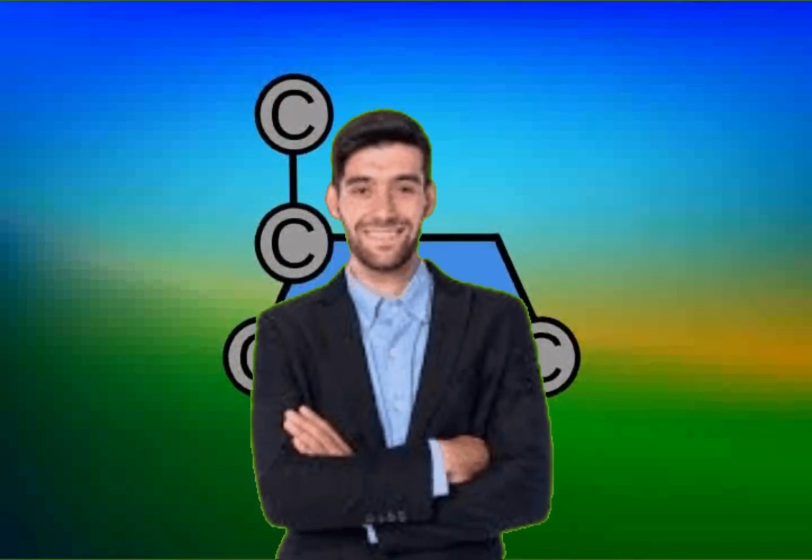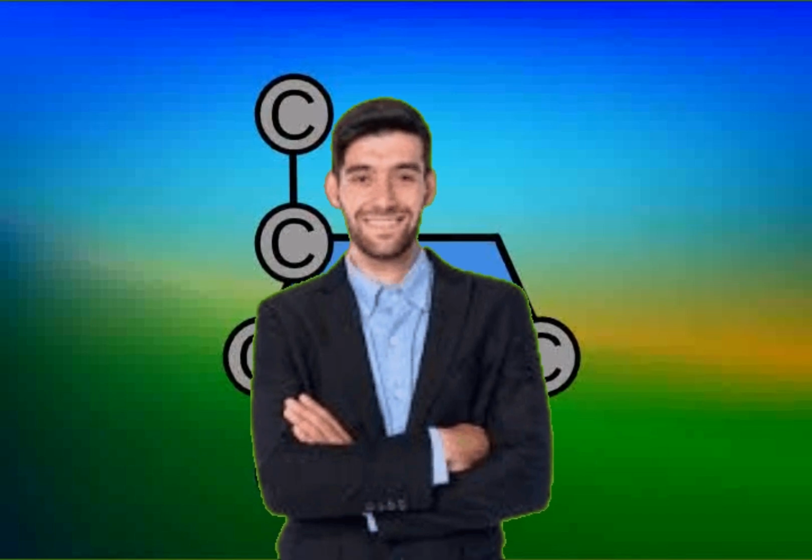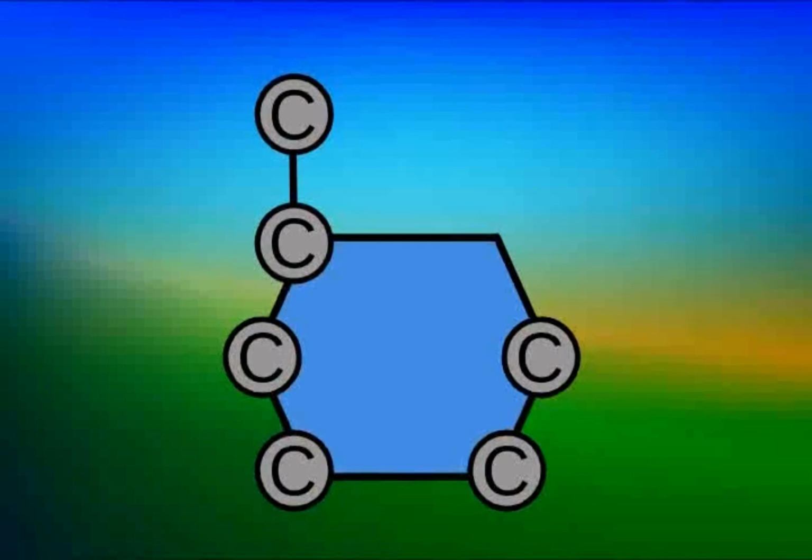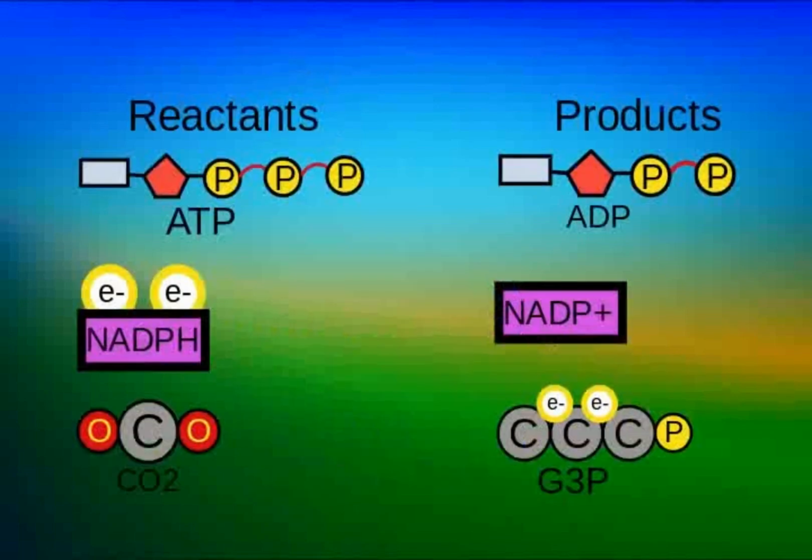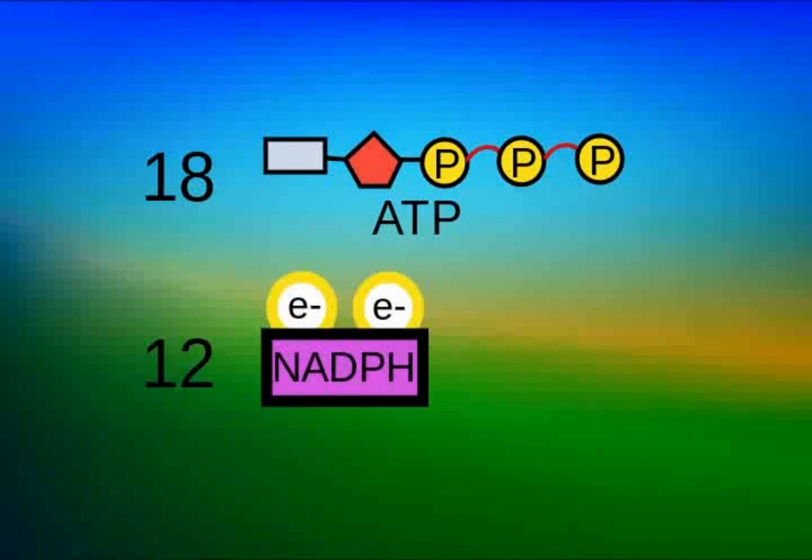But, can you give numbers or something? Like, how much ATP and NADPH is needed to make 1 glucose? What are the exact numbers? The reactants are CO2, ATP, and NADPH. And the products are G3P, ADP, and NADP+. A total of 18 ATP and 12 NADPH is needed to make 1 glucose molecule.